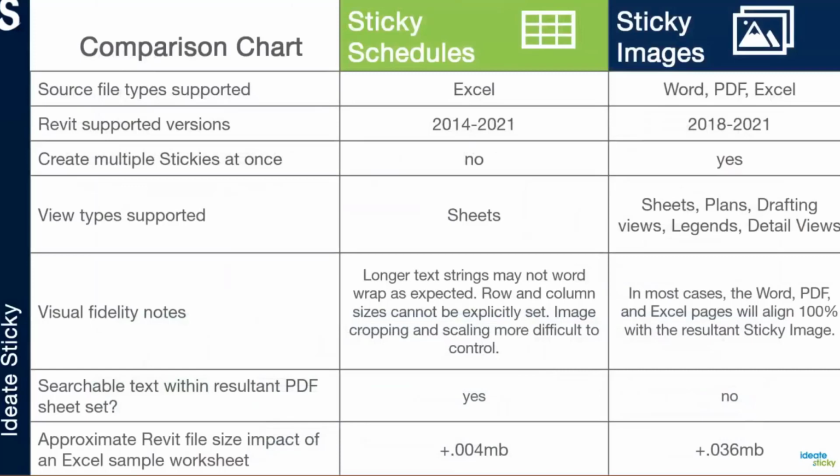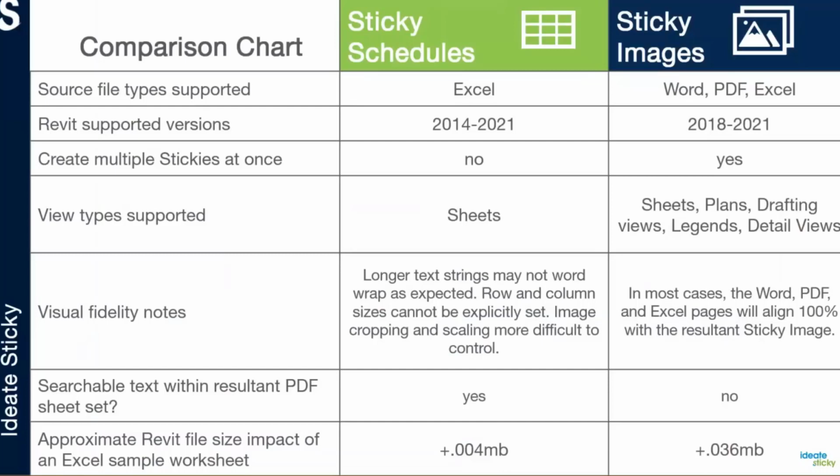So with sticky schedules, they're only supported on sheets, as you see there, about the fourth one down. But sticky images, because it's an image, are supported on more different types of views: sheets, plans, drafting views, legends, detail views. The big thing that sticky images doesn't allow you to do is search for the text. With a sticky schedule, it's actually text, so if you need to search and replace, you can do that. With sticky images, you always need to go back to the source document if you want to make a change to the text, for instance.